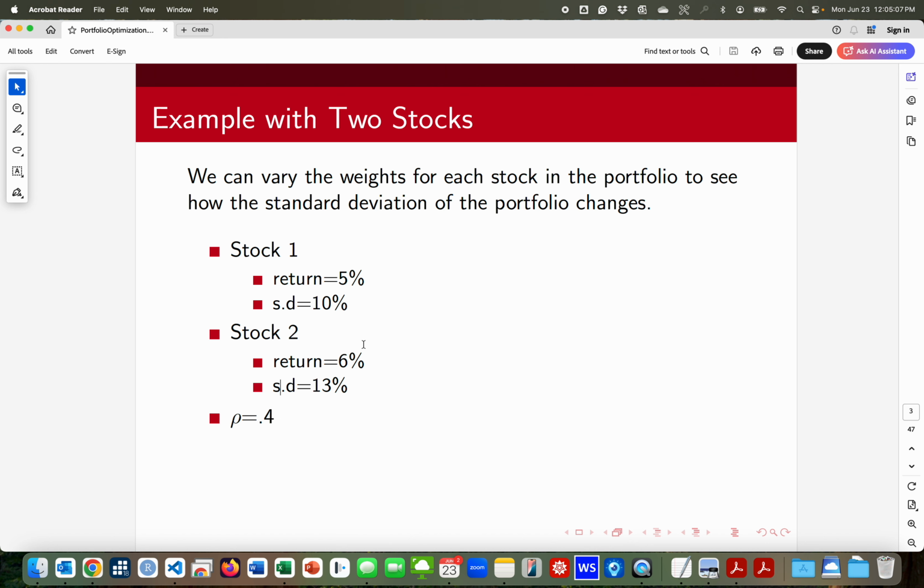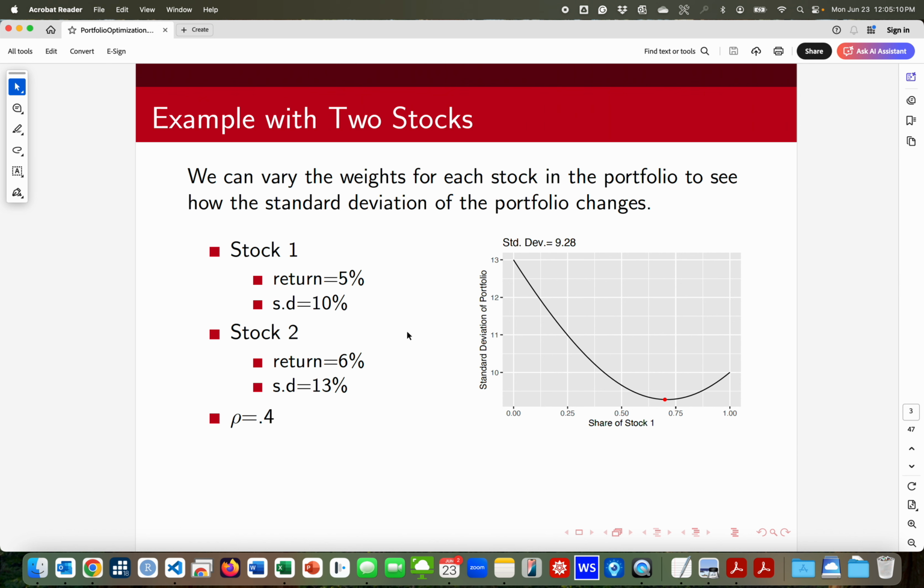So the only thing we can control at this point is how much of the weight we put in one stock versus the other. So there are 3 points that are relevant on this plot. If we look at the top left, this has share of stock 1 equal to 0, which means everything is in stock 2. And notice we get a standard deviation of 13%, which is exactly equal to the standard deviation of stock 2. So if we're all the way over here with nothing in stock 1, we get the stock 2 standard deviation, and this portfolio right here would give us a return of 6%.